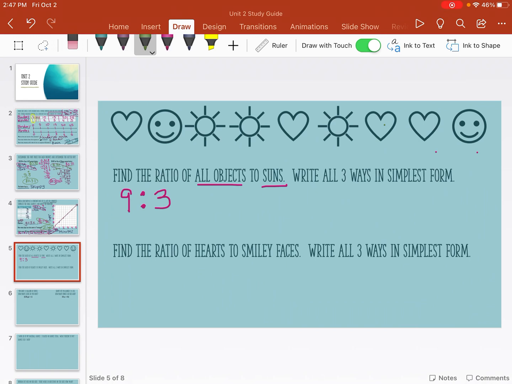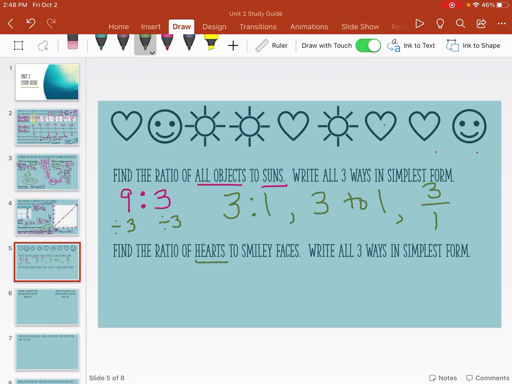I do want to simplify this. Both of these are divisible by 3. So 9 divided by 3 is 3, and 3 divided by 3 is 1. So 3 to 1, 3 to 1, and 3 to 1. Those are all 3 ways that we can write it in simplest form.